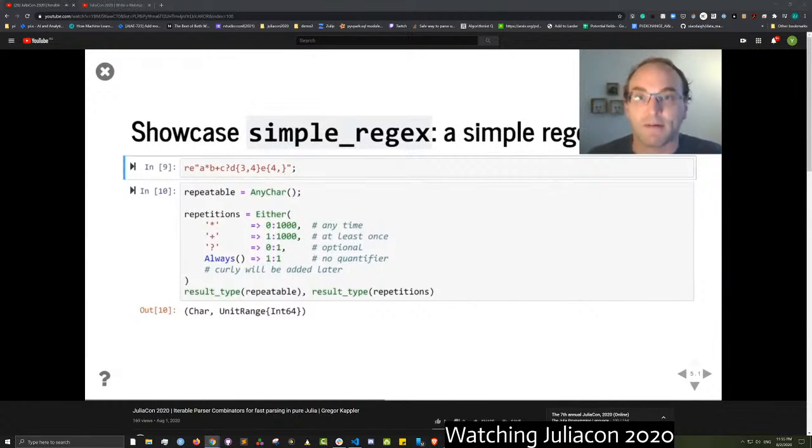This simplified showcase in a few lines defines a combined parser from scratch, much like the packaged RE string macro does in about 600 lines. A simple regex consists of some repeatable pattern, here simplified to any character, and a repetition suffix, or no quantifier when the character is matched exactly once. Note that the result types are inferred.